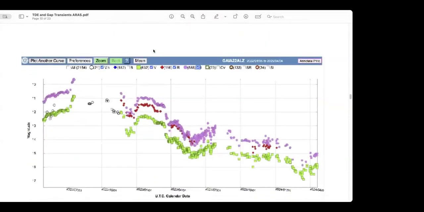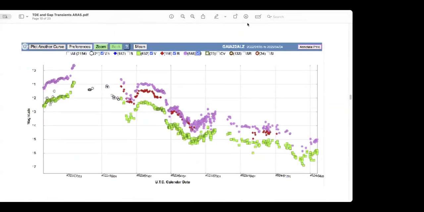Now, this is an unknown. It's a transient, Gaia 22 AL zeta, which, as the name implies, was discovered by Gaia. It is from 2022, and this is the AAVSO light curve for it. It was called a nova.